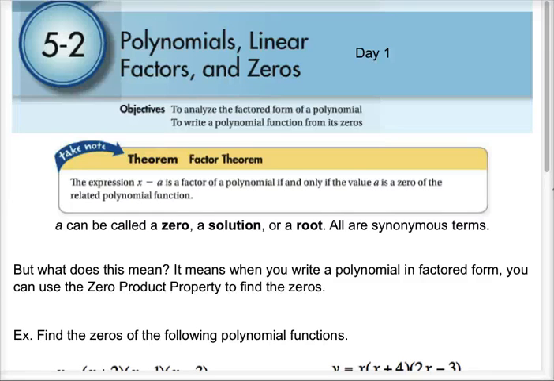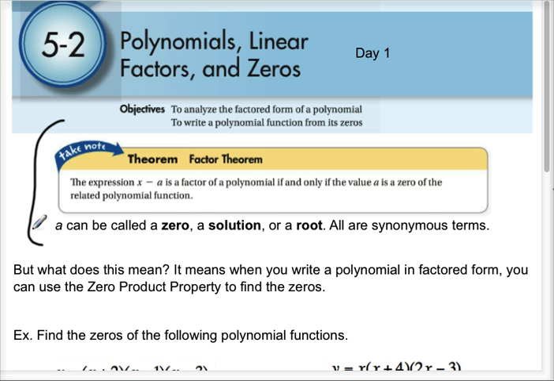Today we're going to move on to 5.2, talking about linear factors and zeros of polynomials. So in the first notes, we were talking about mainly vocabulary, how to describe these graphs. Well, now we are going to move on to talk about the zeros of these polynomials. So to begin, I'm going to start by looking at the factor theorem.